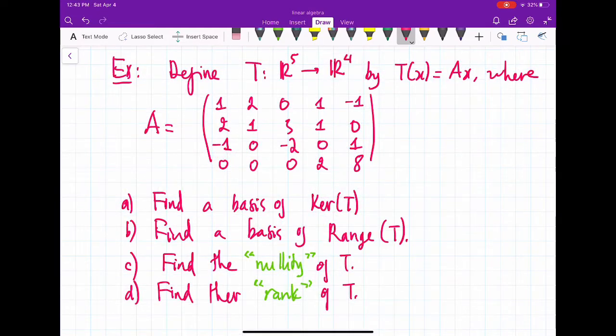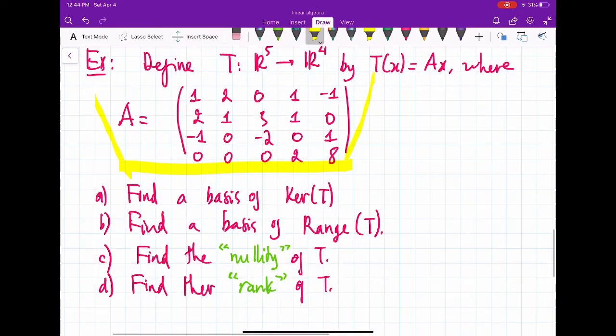In this example, we define a linear transformation T from R5 to R4 such that T(x) equals Ax, where A is given like this. That is a 4 by 5 matrix. They ask us to find bases of the kernel space of T and of the range, and to find the nullity and the rank of T. Let's explain the nullity of T first, and then the range, and then we go ahead and solve the problem.